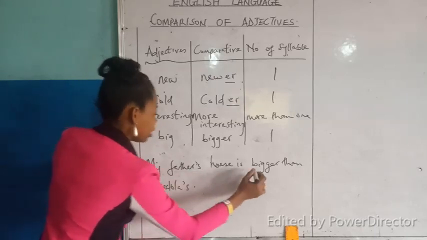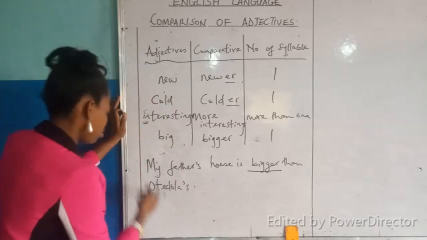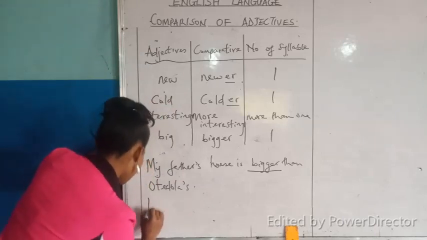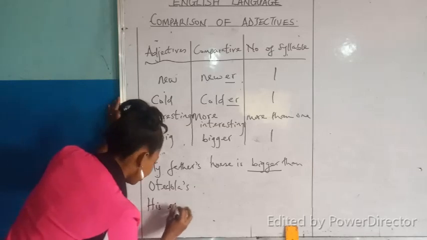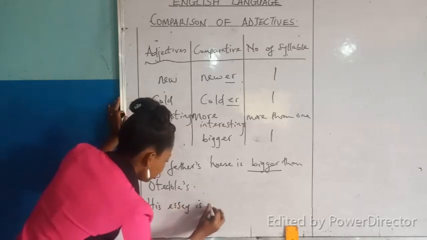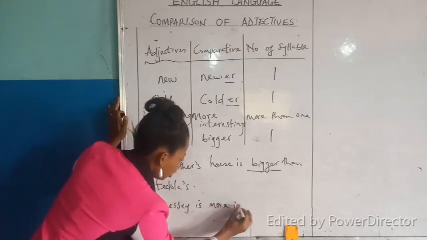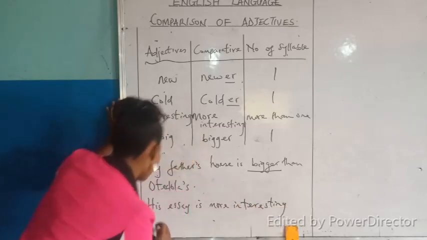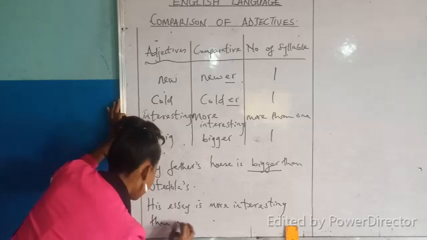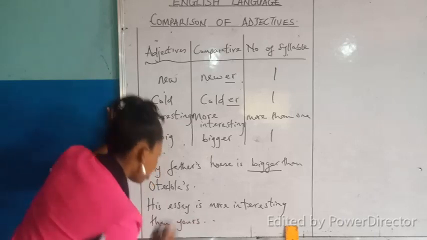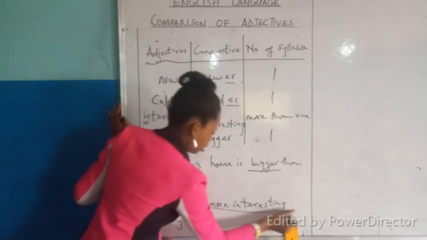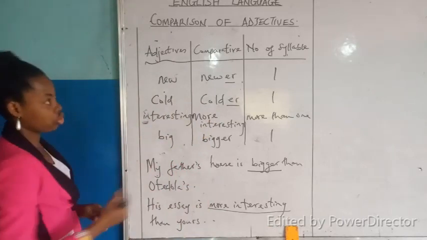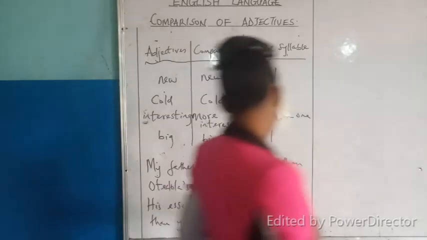That means my father's house is bigger than that of Mr. Dollars, the business mogul. Also, his essay is more interesting than yours. Okay, more interesting. I have compared two things here, his essay and your essay. Now moving on to another category of adjective.